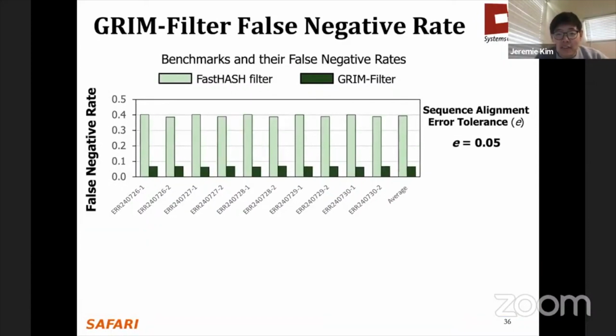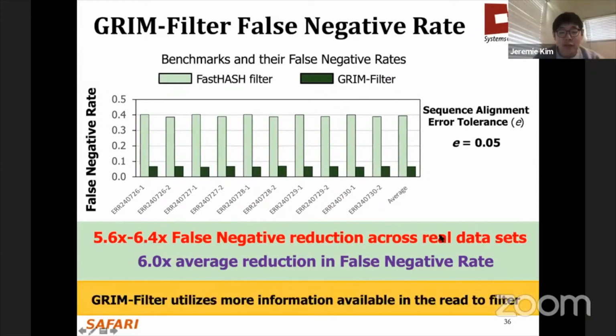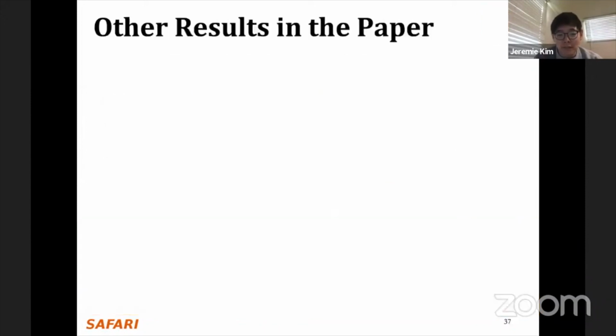So in terms of the false negative rates, where the false negative rates here are on the y-axis, we get up to 6x fewer false negatives, which means that you can check much fewer locations for alignment. And GRIMFilter utilizes more information available in the read to filter, because we're extracting overlapping tokens, whereas a lot of places don't use the overlapping information, and so throw out a lot of information that might be there.